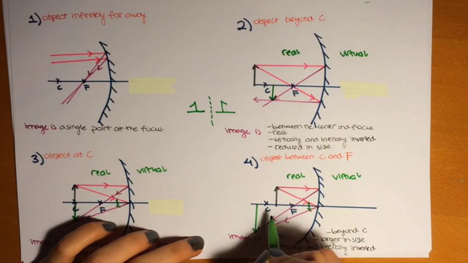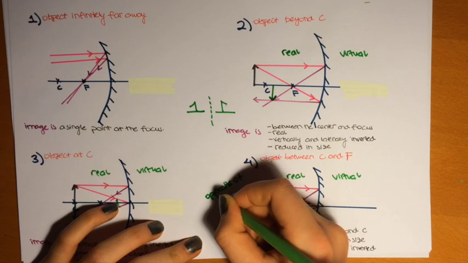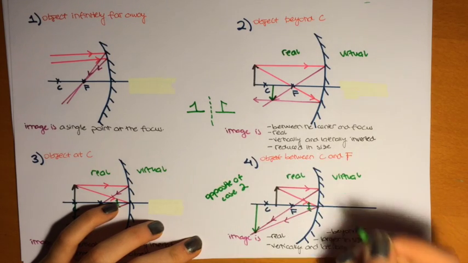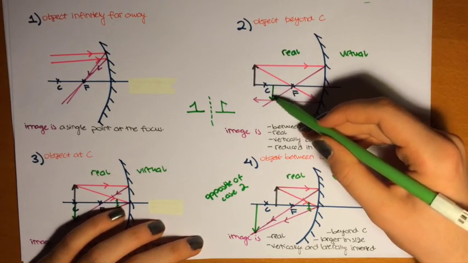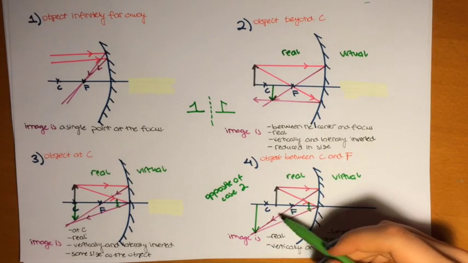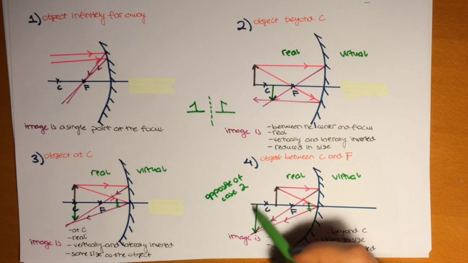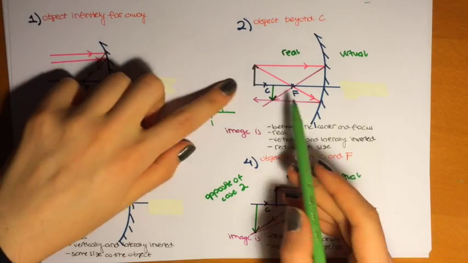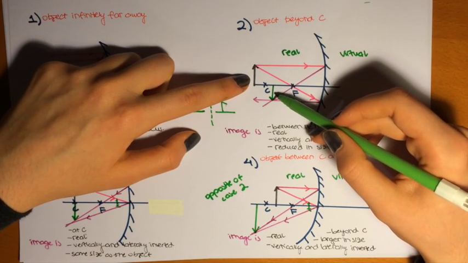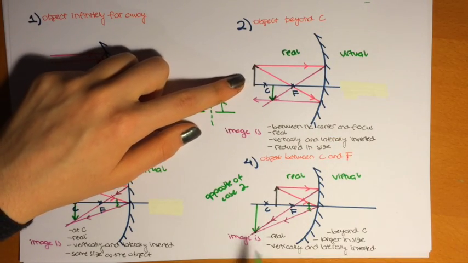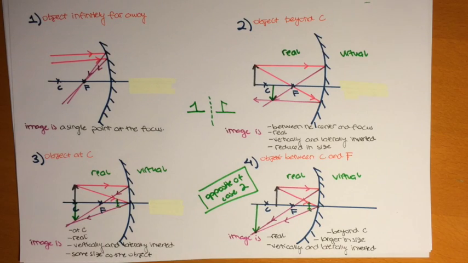Case 4 is the opposite of case 2. Because here it was beyond C, and then the image formed was between C and F. And now I have my object between C and F, and the image formed is beyond C. And the same thing applies to size. Here the image was reduced in size but here it's larger in size. So this case is the opposite of case 2.